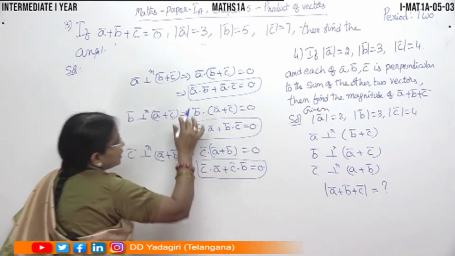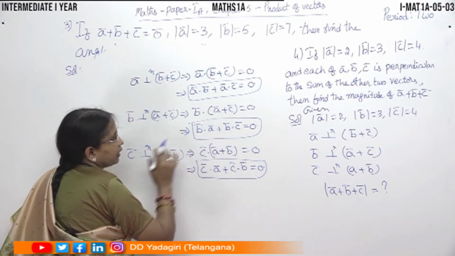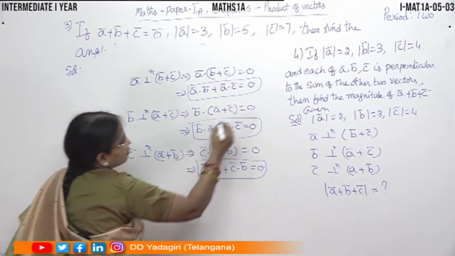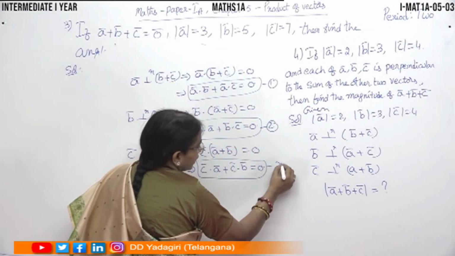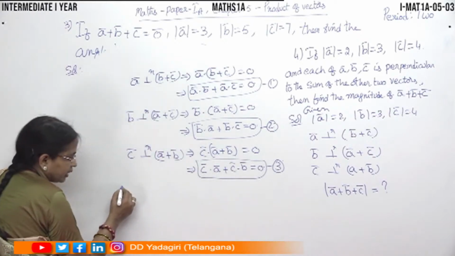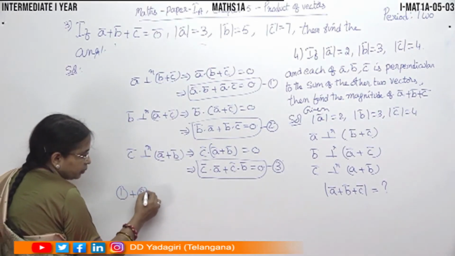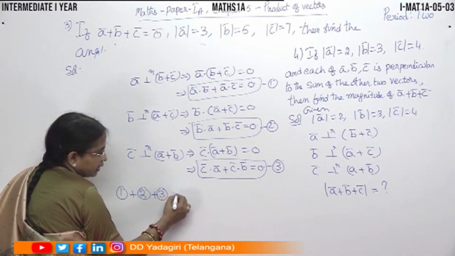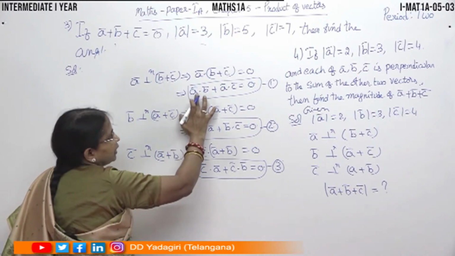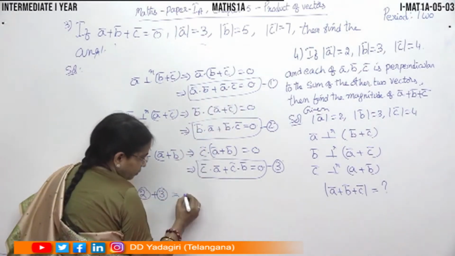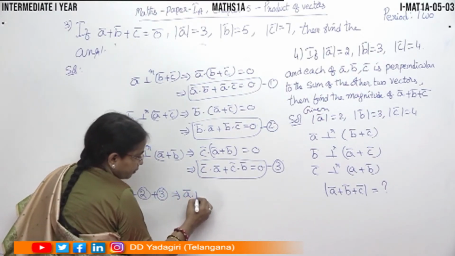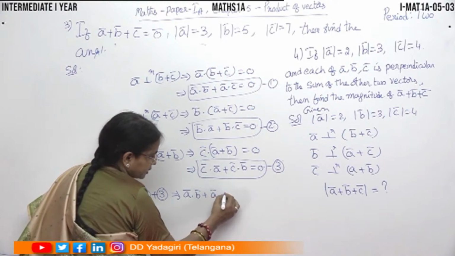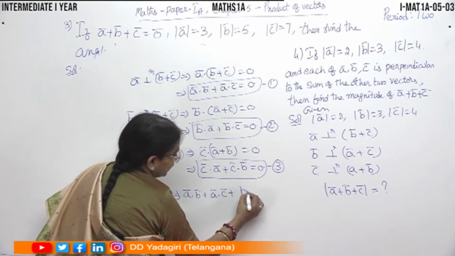A dot B is same as B dot A. Now add them. You number them as 1, 2 and 3. And then when you add them, you will get 1 plus 2 plus 3. You will get A plus B plus A dot B implies A dot B plus A dot C plus B dot A.